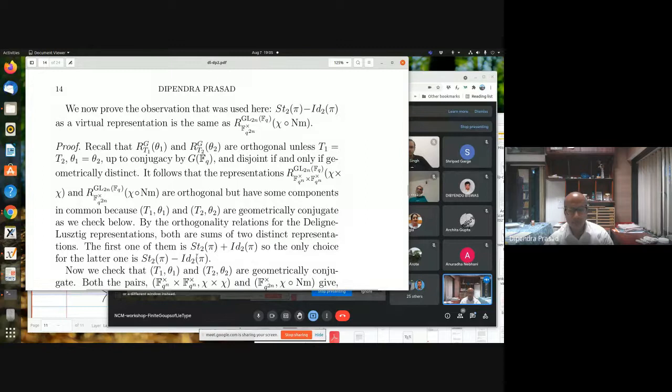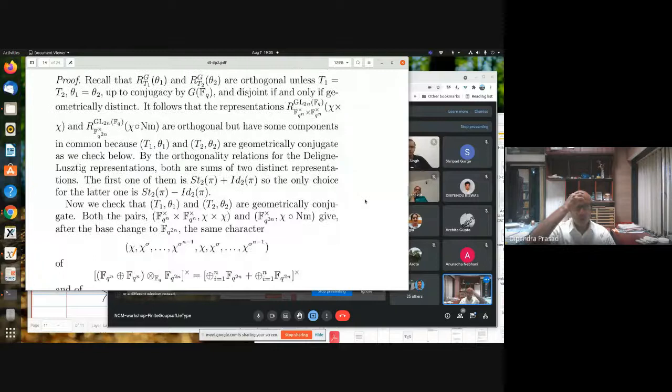So all that we need to do is to check that these two, T1 theta1 and T2 theta2, are geometrically conjugate. That means we have to just look at the definition of geometric conjugacy. Any two tori are geometrically conjugate, that's no big deal, because they all become the same over the algebraic closure. But it is the characters that we need to take care of.